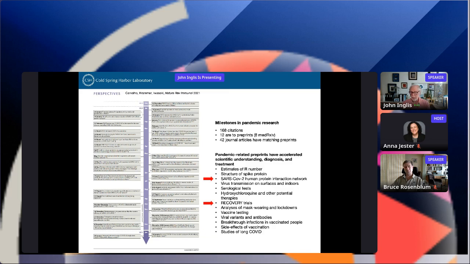The other red arrow points to RECOVERY trials. This is a project from Oxford University where they have systematically done controlled clinical trials of different forms of therapy and found that many of the therapies that have received a great deal of publicity, such as hydroxychloroquine, had no merit when looked at in an appropriate context. Dexamethasone, however, turned out to have great value in the treatment of certain kinds of COVID patients.